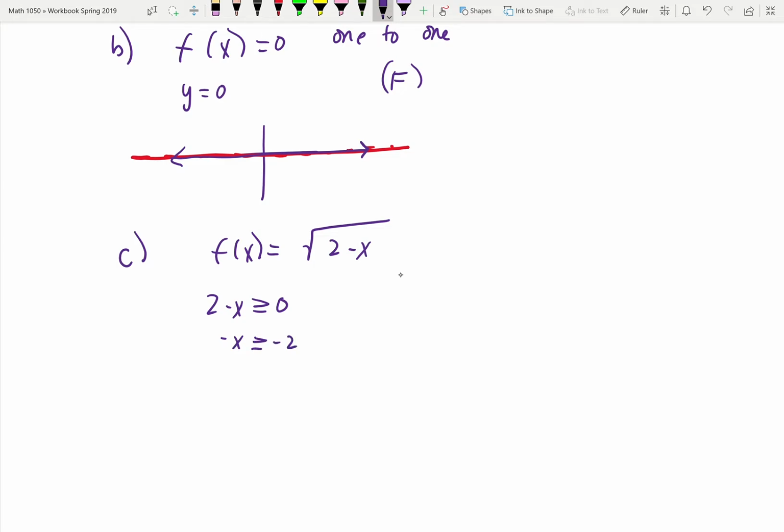So negative x must be greater than or equal to negative 2. X must be less than or equal to 2. They have it in interval form. That's negative infinity to a positive 2 with a bracket. That's what they have. So the answer is true.